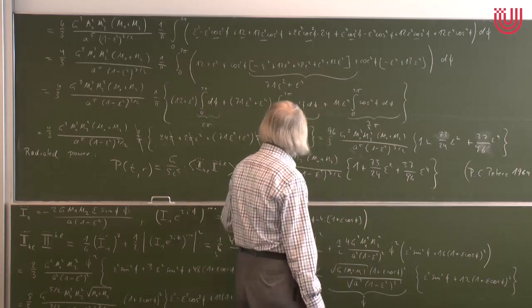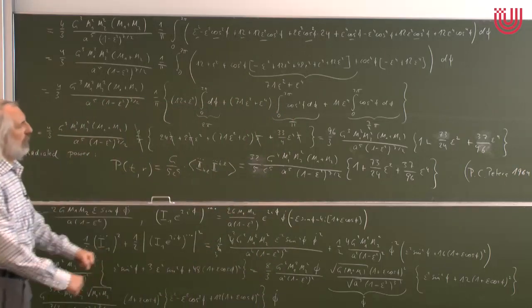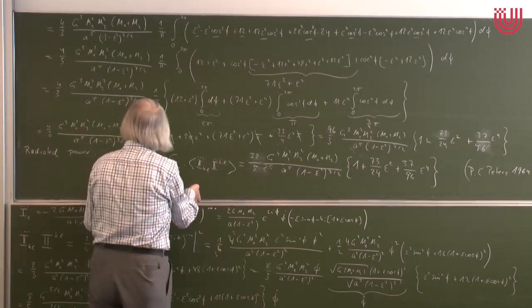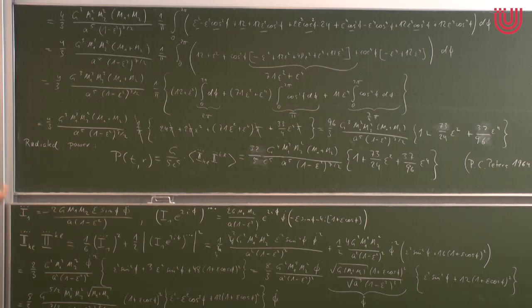So the masses are important. We need big masses, and the distance is important. We need a close pair of binaries. Okay, now we have calculated there is this radiation. Einstein's quadrupole formula tells us there is this radiation.